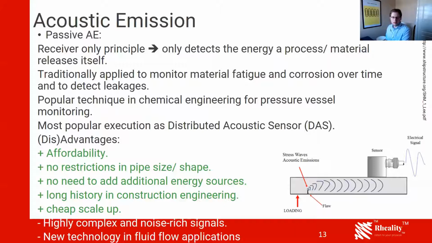There is a system called distributed acoustic sensing, where I just spread sensors around a space, and then I can have basically a dimensional feature space in 3 dimensions where my leak would be and where I can locate it. It's very popular. The advantage is it's much more affordable than an active system, less than half in cost actually. There are no restrictions in pipe size, pipe diameter, or pipe shape, whether you have a bend or not, it doesn't really matter. There is no need to add additional energy because we have a receiver system only, so the fluid passes by and then it converts mechanical energy into a current.